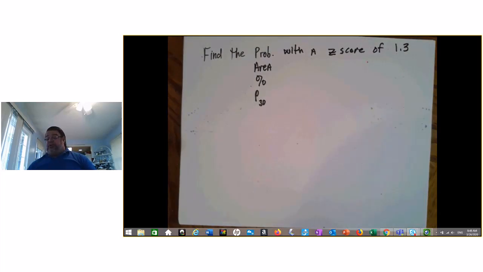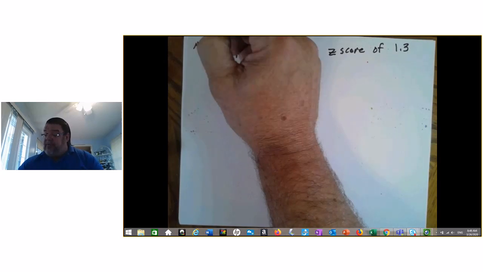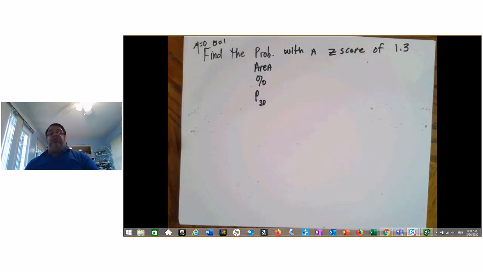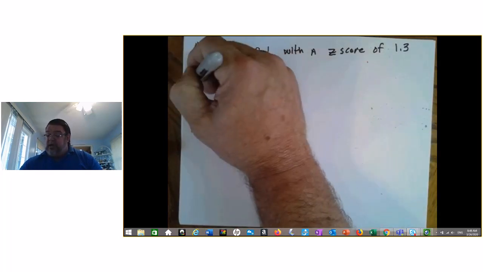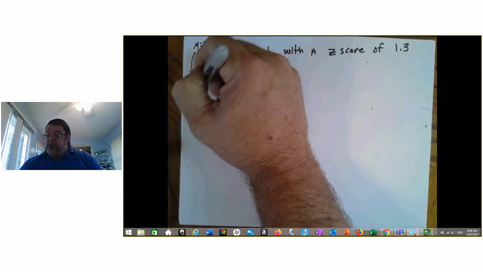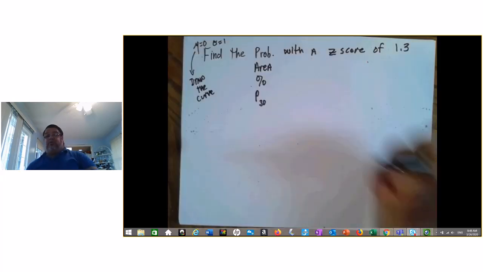So the first thing you want to do, and they're going to say mean is equal to 0 and standard deviation is equal to 1. And remember when I told you, when you see those words, mean and standard deviation, that means draw the curve. So draw the curve.